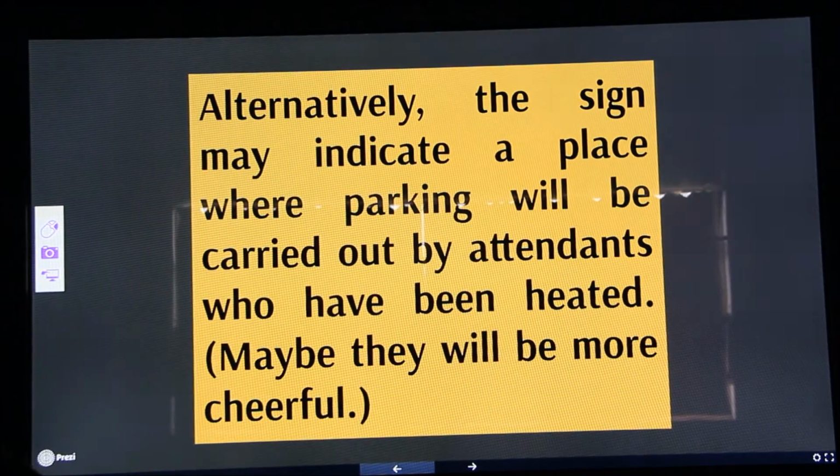Alternatively, the sign may indicate a place where parking will be carried out by attendants who have been heated, as we talk about it, right? Maybe they will be more cheerful.